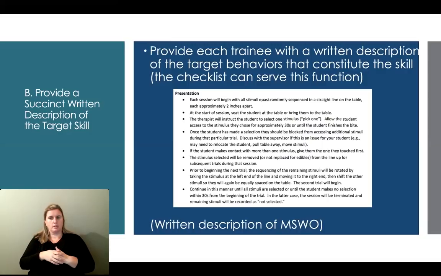Beginning the session with specific procedures. At the start of the session, this is what we do. This is what the therapist must do. This is how we respond once the student has made a selection. What happens if the student makes an error? What happens if the student chooses A or B?